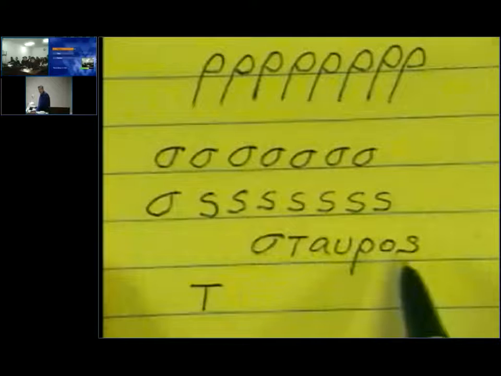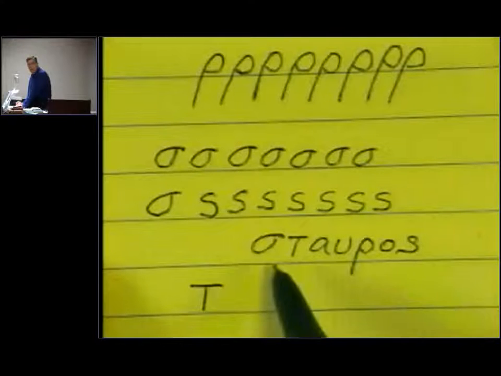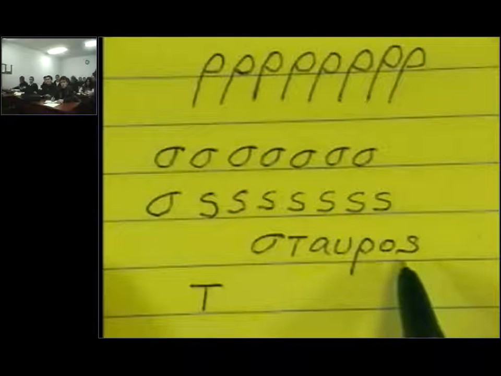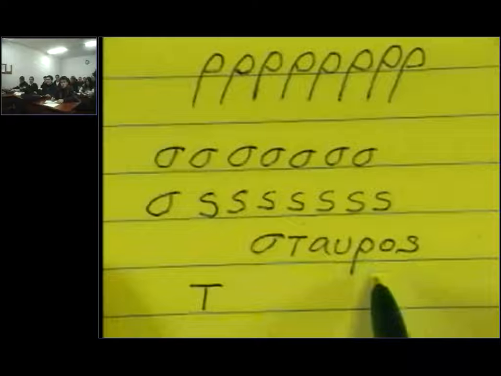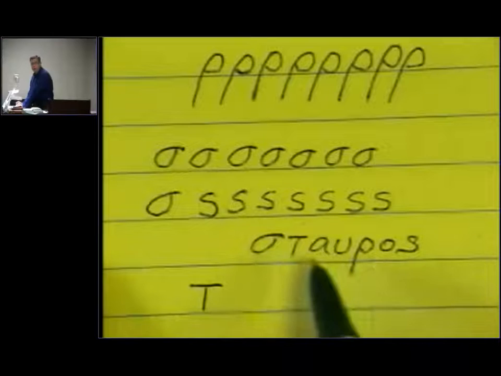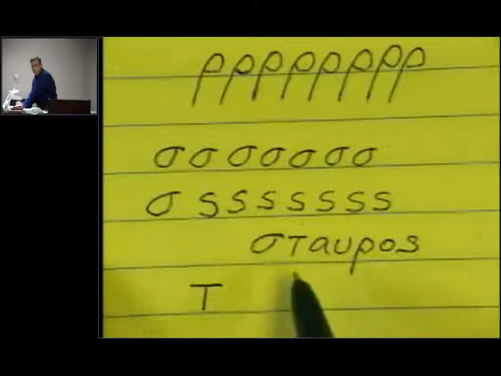Stauros. Everybody, Stauros. What does it mean? Cross. It means the cross. That's right. Stauros.